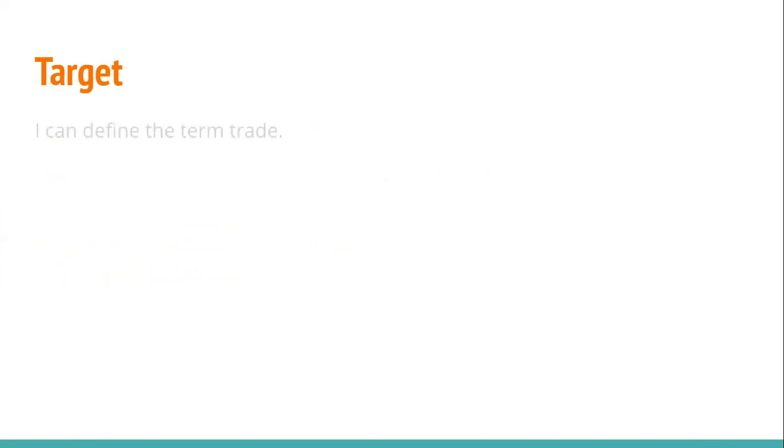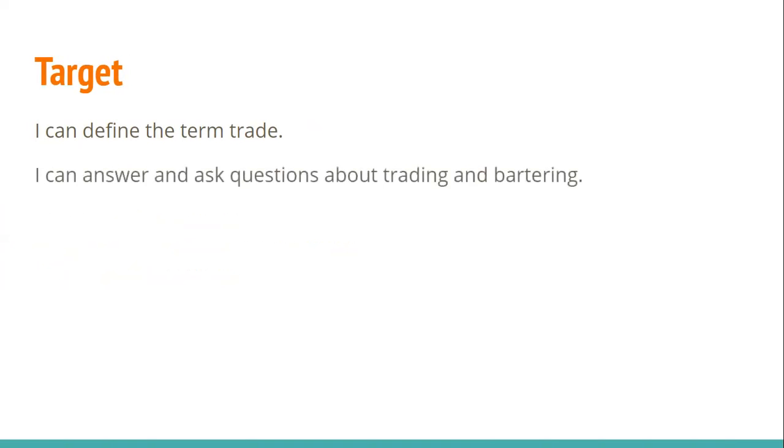Let's go over our target for today. I can define the term trade. I can answer and ask questions about trading and bartering. So today, our goal is to learn about this word trade and answer and ask questions about trading and bartering. Later on, we'll be reading a part of a story to help us really understand what trading and bartering is. By the end of today, your goal is to be able to describe or define the term trade and answer questions about trading and bartering.